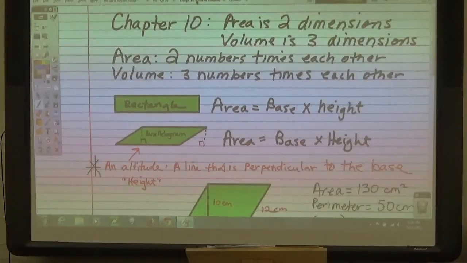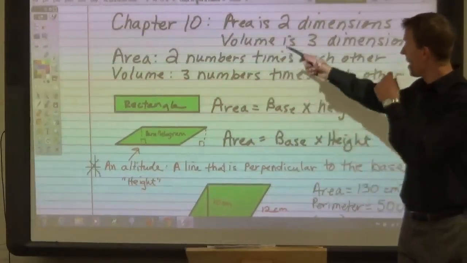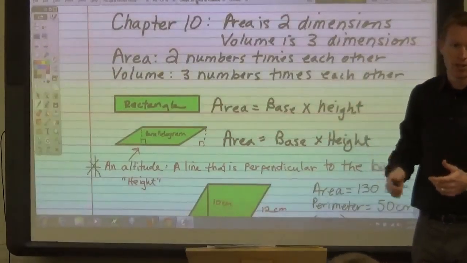Seventh graders, we're going to start chapter 10. Chapter 10 is about area and volume. It's a kind of a preview to geometry, and it's going to help review with you some of the major concepts of geometry. For example, area, volume, and perimeter. Okay?